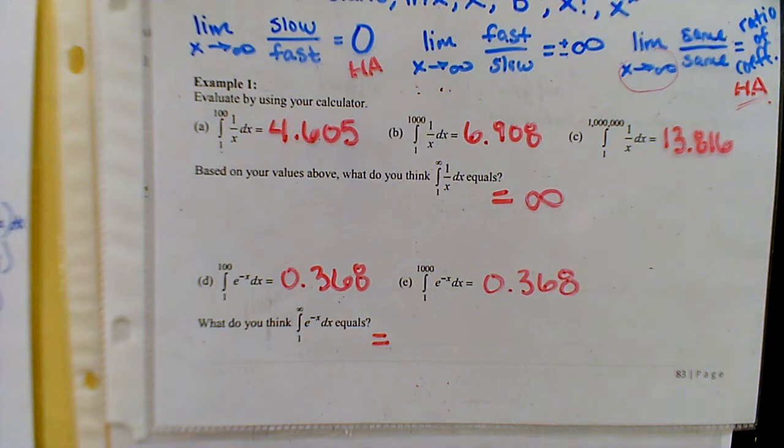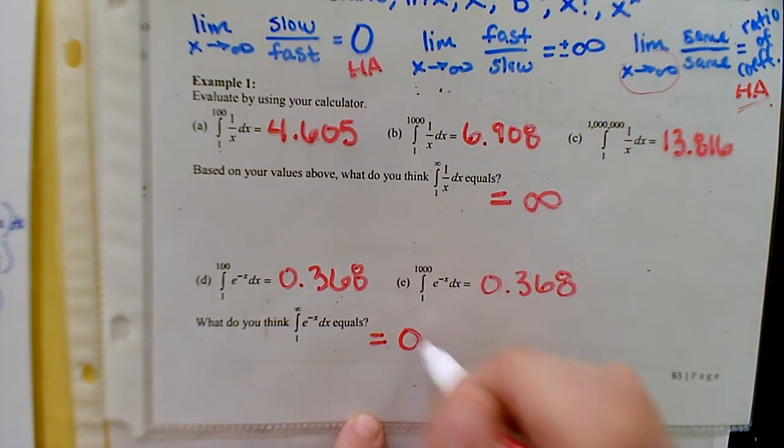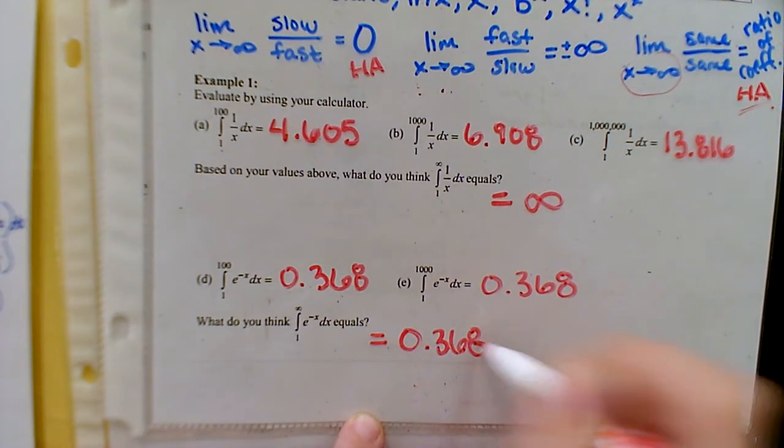Right, so based off those two, what do you think the area under that graph would be from 1 to infinity? Infinity like last time? No, probably not. Probably the 0.368.